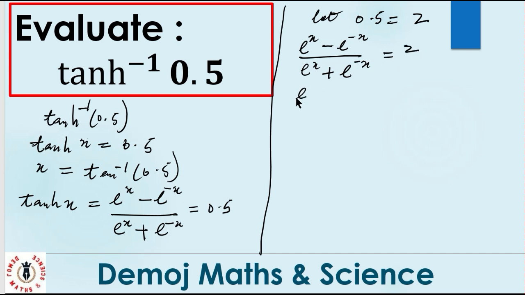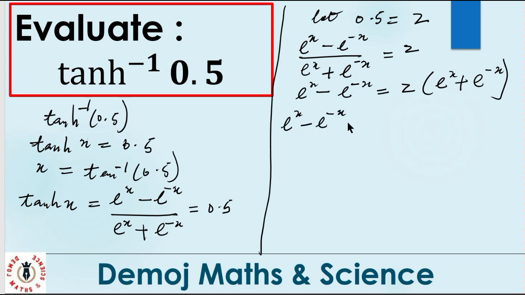Now let's cross multiply. e raised to the power of x minus e raised to the power of minus x will be the same thing as z times e raised to the power of x plus e raised to the power of minus x. Why I've represented it with z is just to avoid the complexity of repeating 0.5. Now e raised to the power of x minus e raised to the power of minus x will be the same thing as z times e raised to the power of x plus z times e raised to the power of minus x.